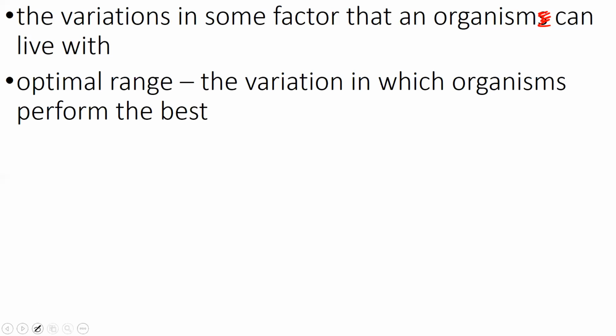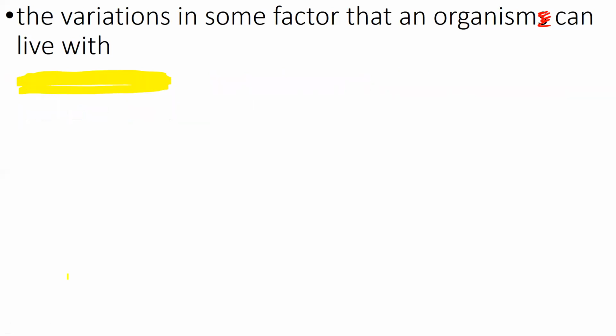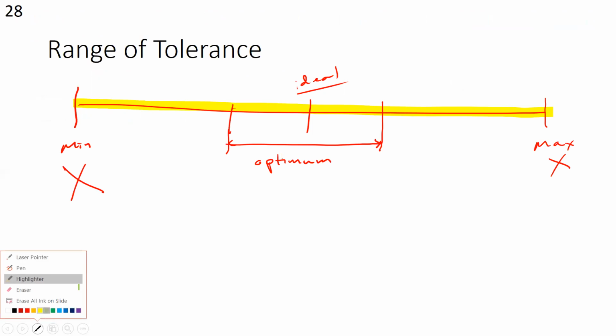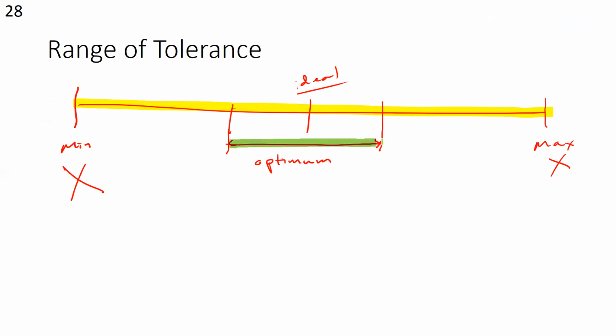So the optimal range is the range, the variation, in which the organism performs the best. As I showed you on this last slide, there is the range of what they can live in, and then there is the range in which they perform the best.